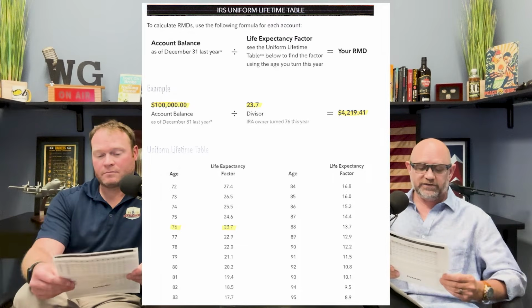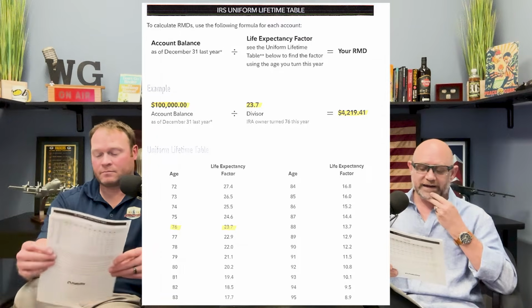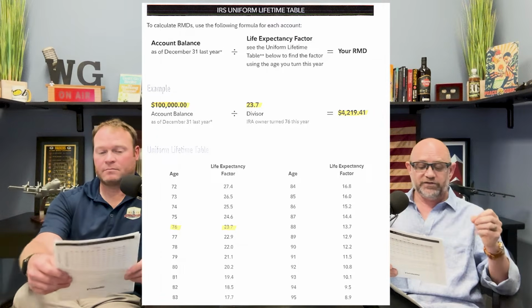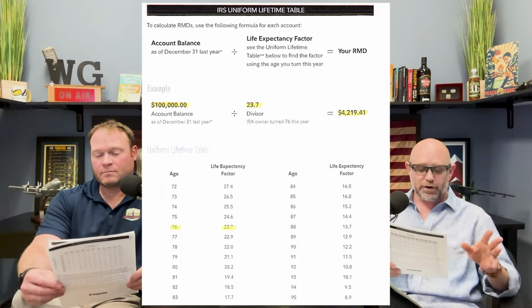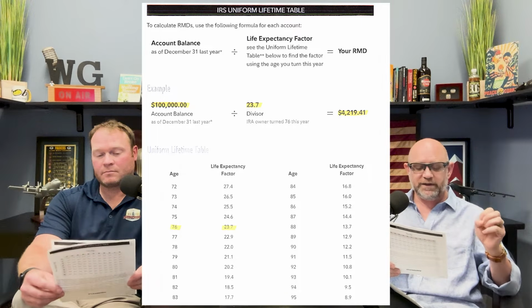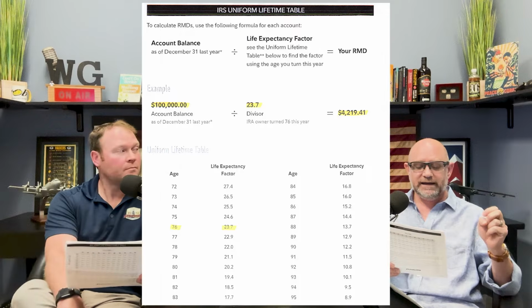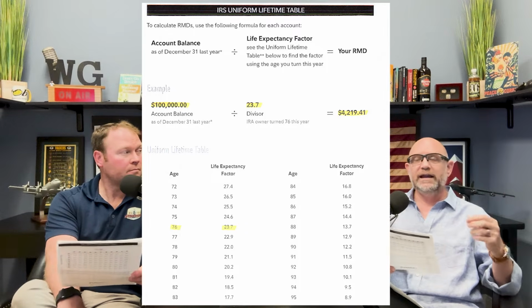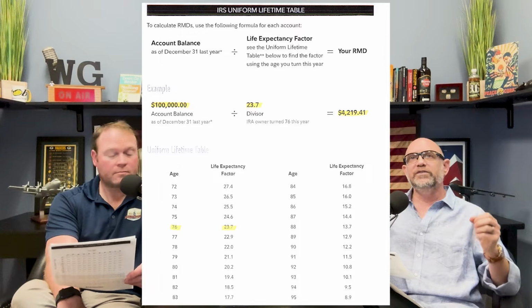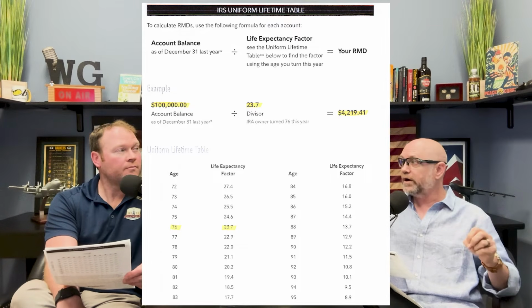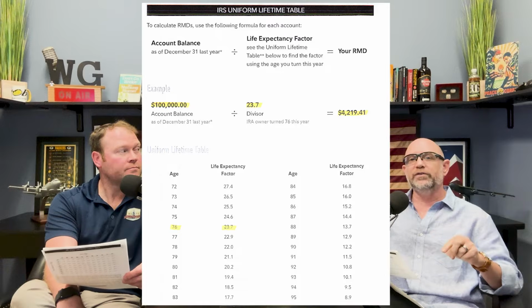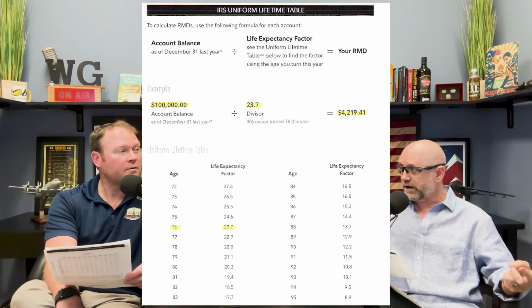Now, I do apologize. This uniform lifetime table chart that we're looking at is from a few years ago. So they still have the age 72 in there. You can disregard that. That no longer exists. So the first time that you have to take out an RMD is at 73. And how do they do this? What they do is they look at what the balance of your IRA or 401k was on December 31st of the prior year. The previous year.